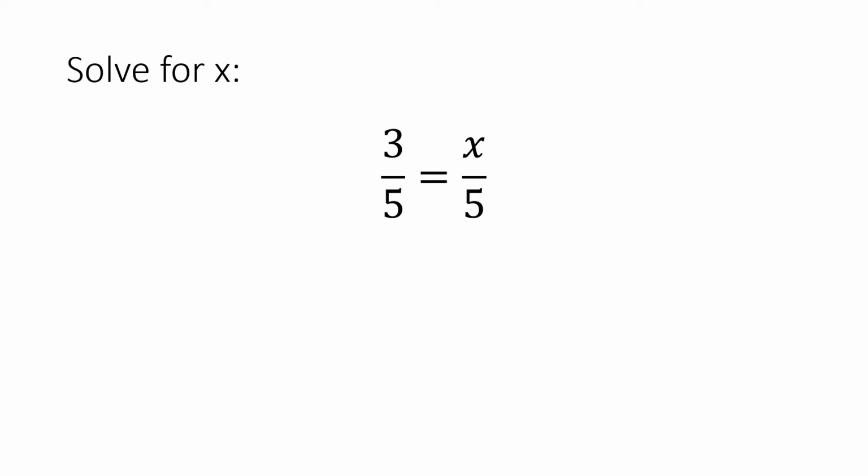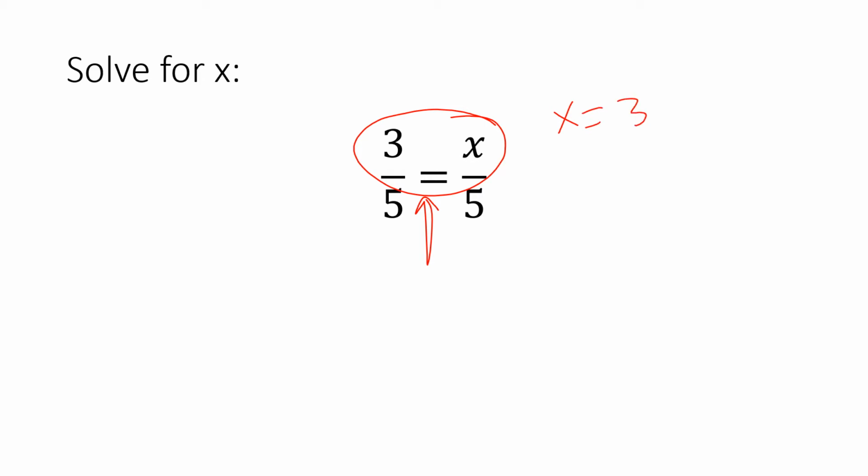Let's start with something very simple. If I tell you that 3/5 equals x over 5, and I say, hey, what does x equal? Well, you can just look at the problem and realize that x has to equal 3. Because if these two fractions are equal and you have a 5 on the bottom of each side, then obviously the tops must be equal as well. So the x has to equal 3.